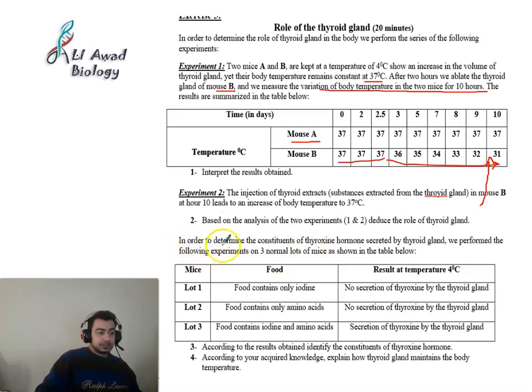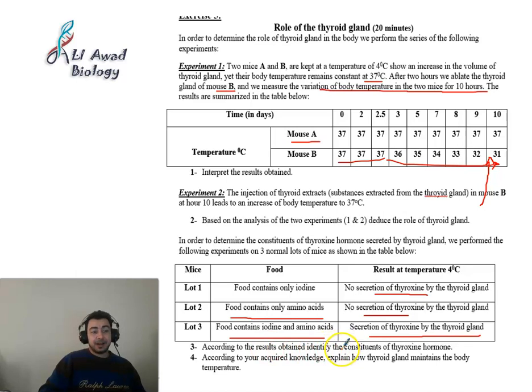In order to determine the constituents of thyroxine hormones secreted by thyroid gland, we performed the following experiments on 3 normal lots of mice shown in table below. أخذنا lot 1 طعميناهم food contain only iodine, no secretion of thyroxine. ما فرزت thyroxine. lot 2 بس amino acid كمان same result. lot 3 طعميناهم 2 في secretion of thyroxine. According to the results obtained, identify means indicate plus justify plus indicate.